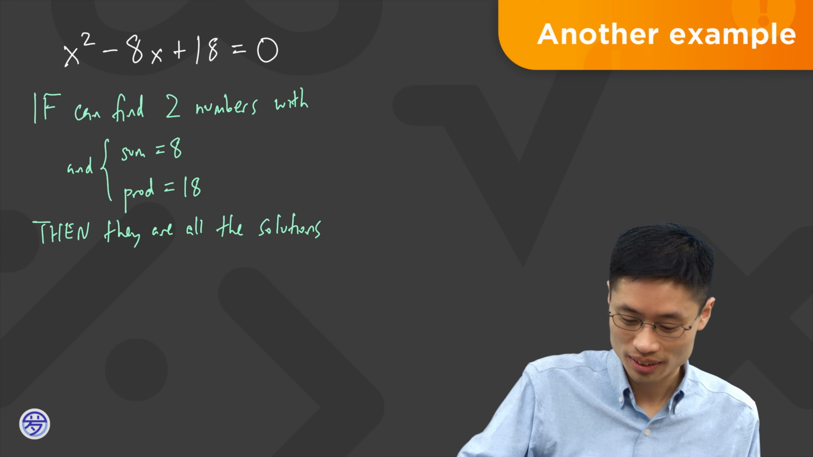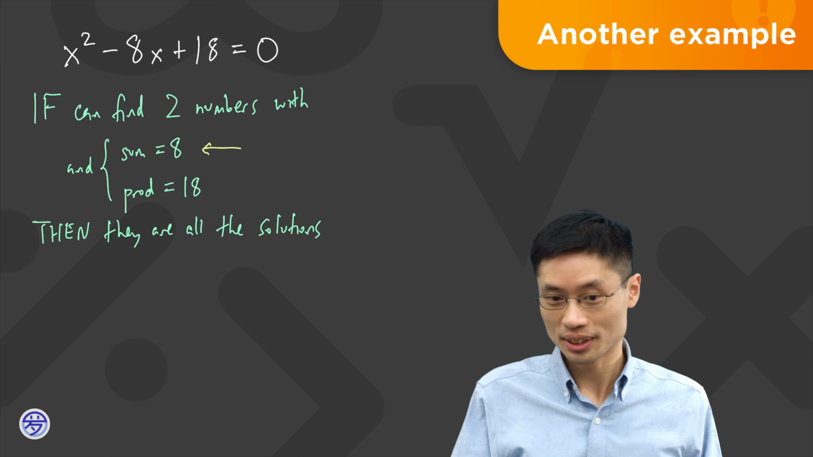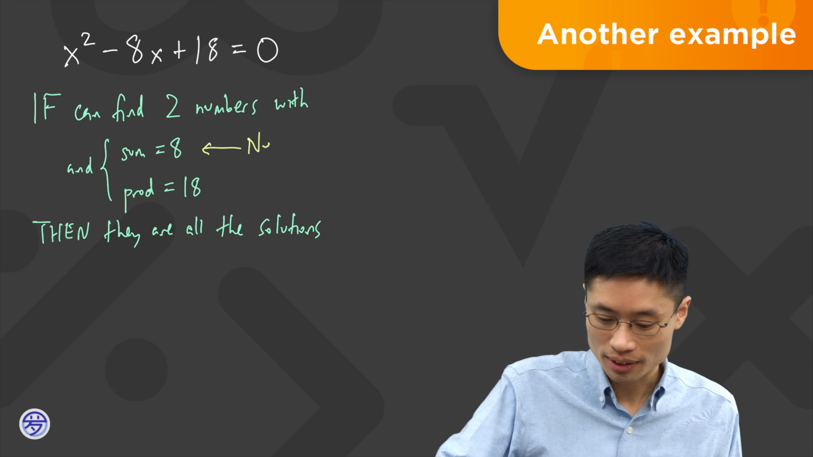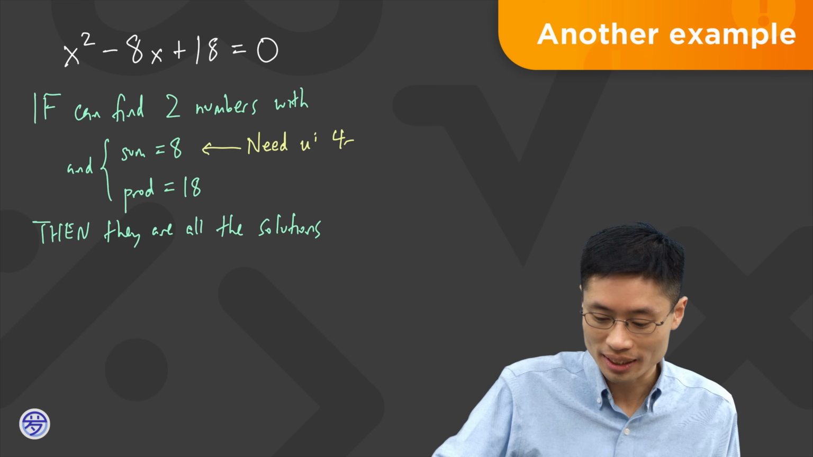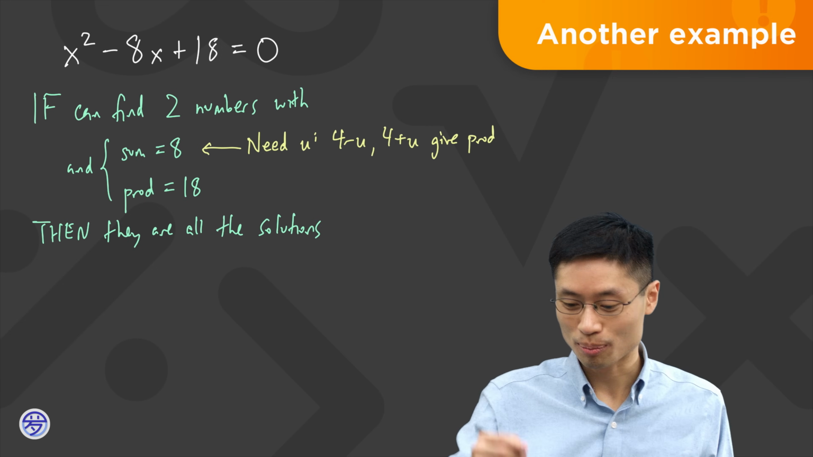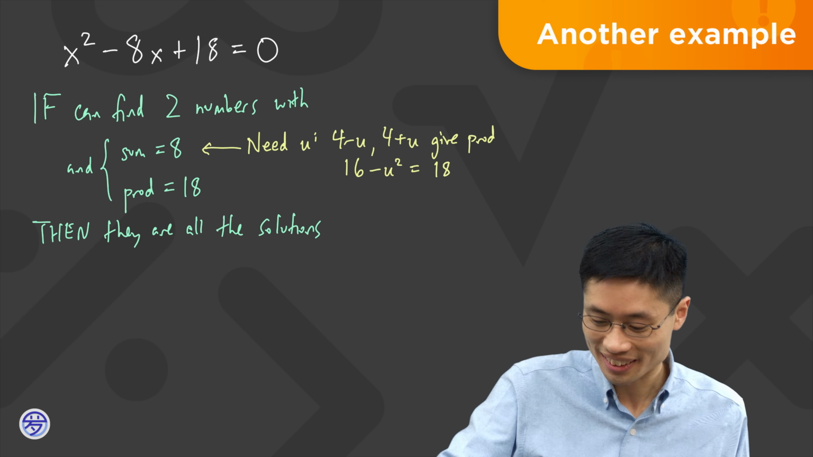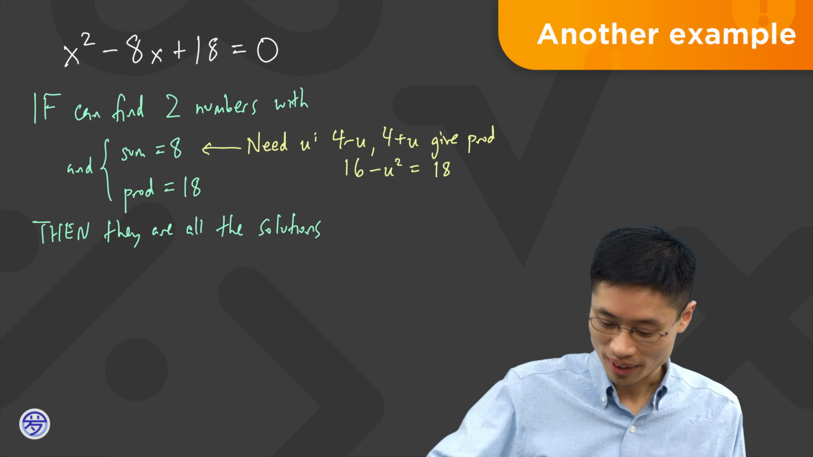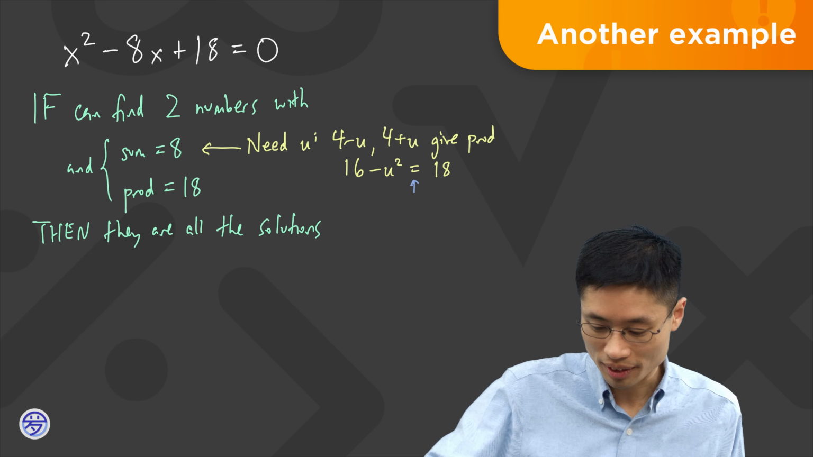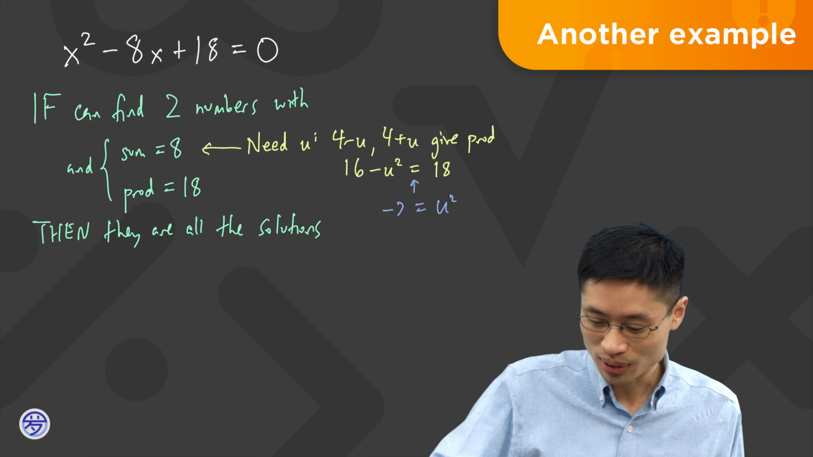Okay, let's go faster. To get a sum of 8, all I would need to use is two numbers which are equal distance from the average. So I would just need a u so that 4 minus u and 4 plus u give the product of 18. And if I expand what happens when I multiply those together, that's the same as saying 16 minus u squared is equal to 18. In order to get that, I could achieve that by having u squared equal to 16 minus 18. In this case, it's negative 2.